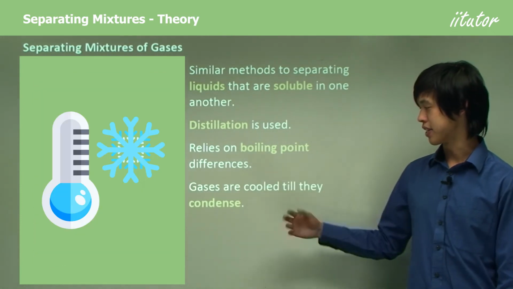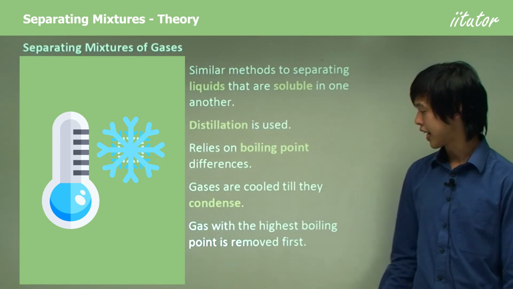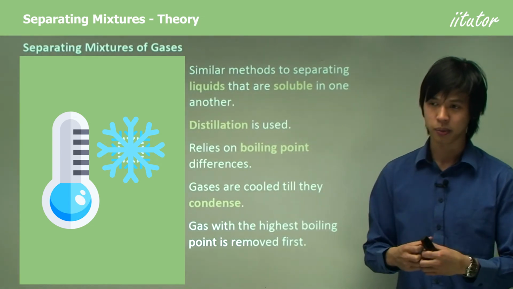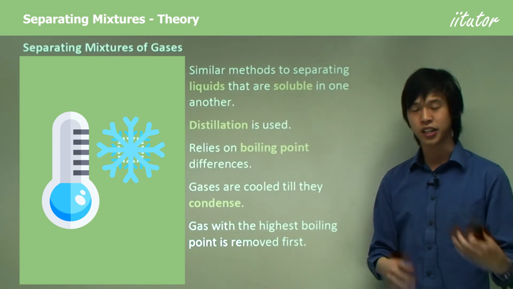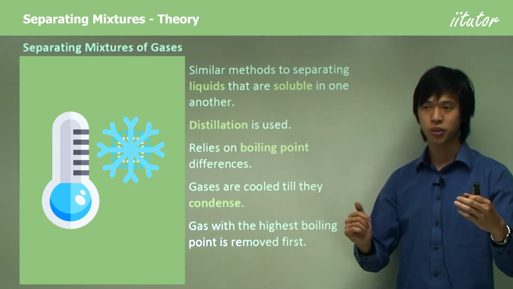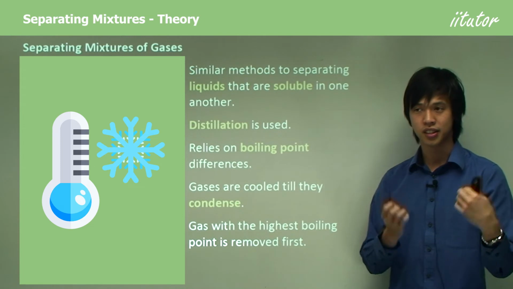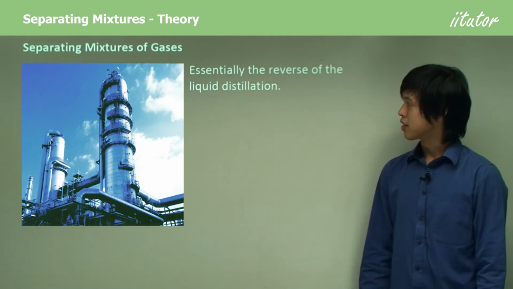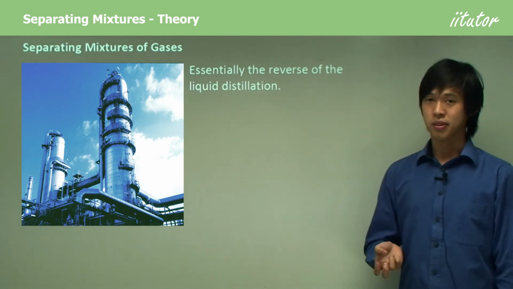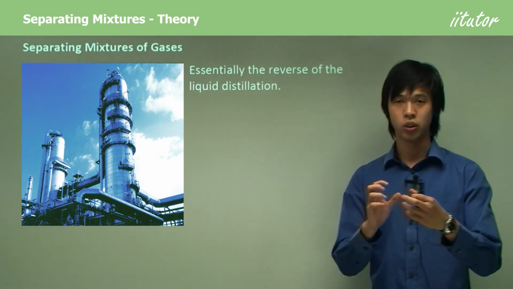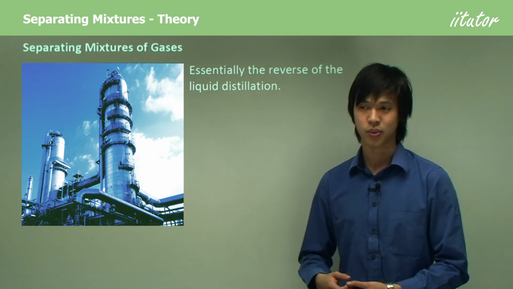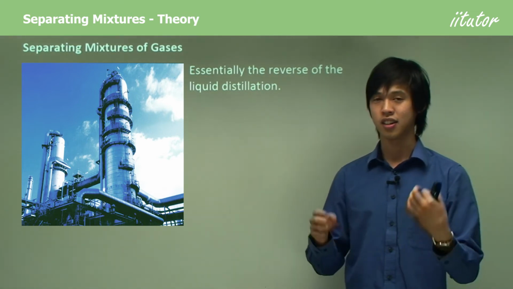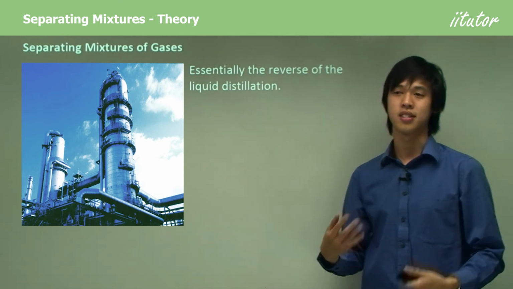So basically what happens is gases are cooled until they condense. Gases with the highest boiling point are removed first. They become liquids because they have the highest boiling point. So you cool them, they become liquid, and then you can sort of siphon them off. Then you continue to cool them, and then another gas will condense. Then you can siphon that one off and keep going until you've reached the last gas. So it's essentially the reverse of liquid distillation. Instead of heating it, we cool it and turn it into a liquid. So we turn a gas into a liquid, whereas in liquid distillation, we heat it and turn a liquid into a gas. So there's a slight difference there.